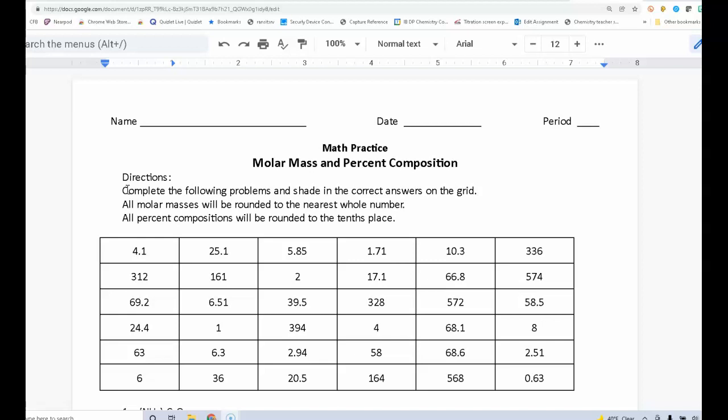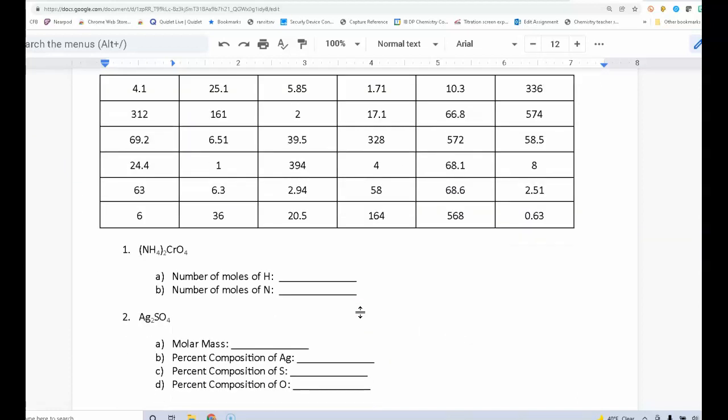So let's take a look at the directions. It says, complete the following problems and shade in the correct answers on the grid. All molar masses will be rounded to the nearest whole number. All percent compositions will be rounded to the 10th place. So these are your possible answers right here. And so if we say something is a correct answer, then we're going to shade that in. But as you can tell, I haven't done any calculations yet, so I don't know if I have a correct answer there or not. So let's look at our first couple of questions here.